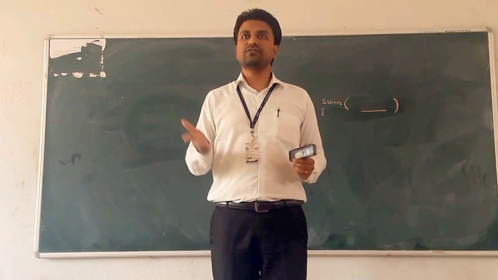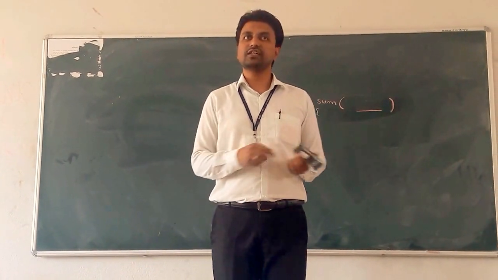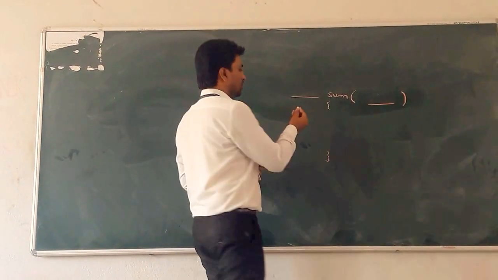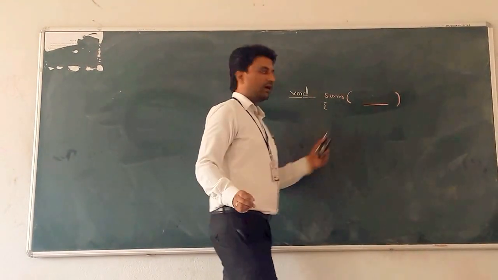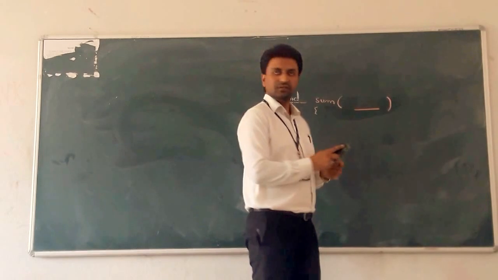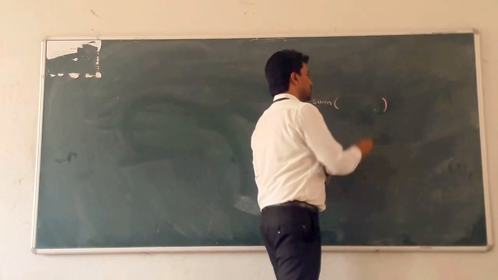Okay, to the calling function. It does not return anything, which means the return type is void. Then the function name is sum. After that, the argument list: there is no argument list, so you don't have to write any.